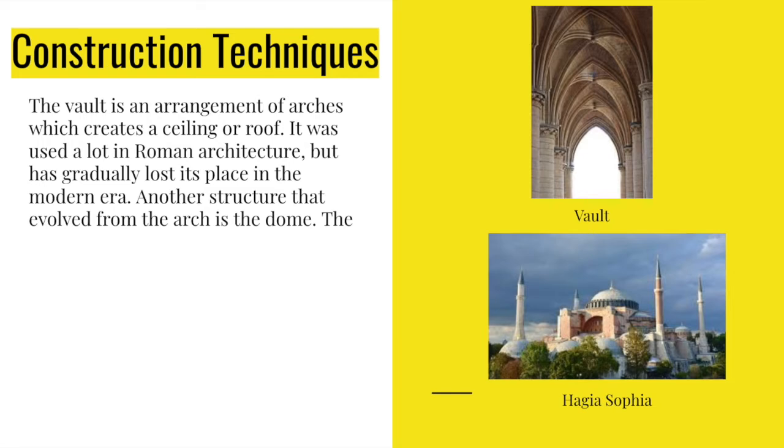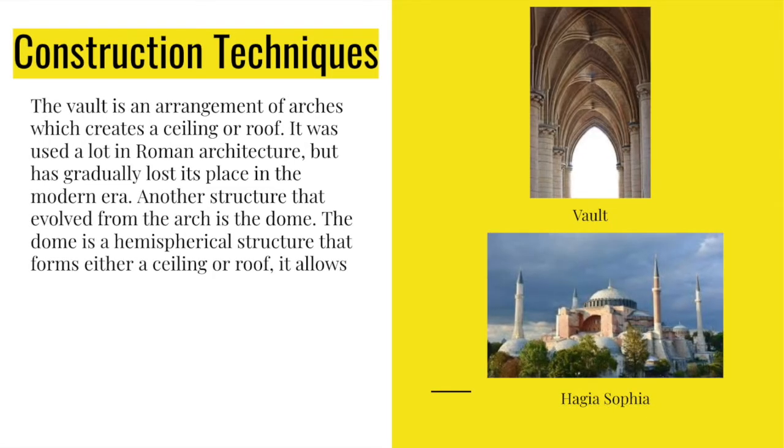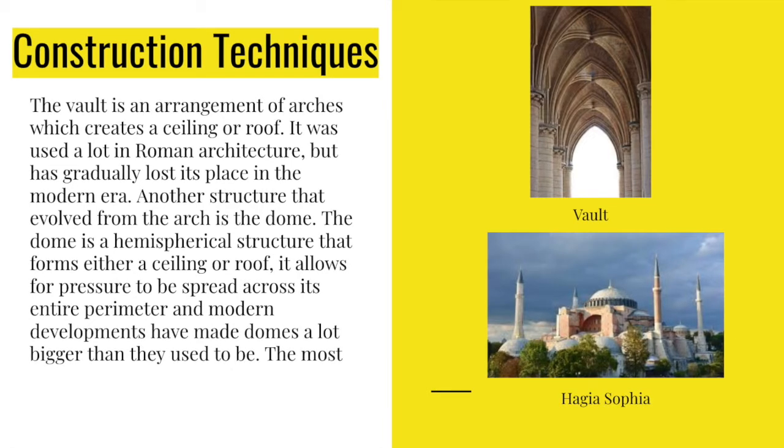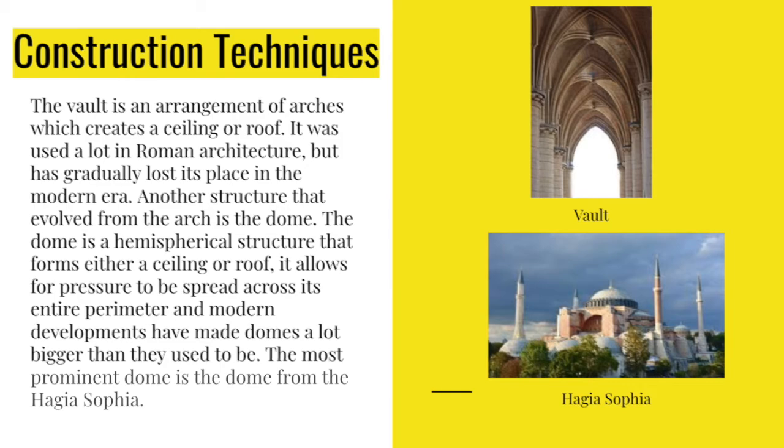Another structure that evolved from the arch is the dome. The dome is a hemispherical structure that forms either a ceiling or roof. It allows for pressure to be spread across its entire perimeter, and modern developments have made domes a lot bigger than they used to be. The most prominent dome is the dome from the Hagia Sophia.